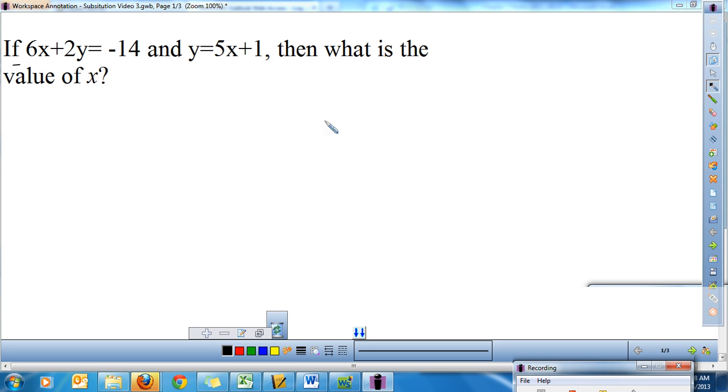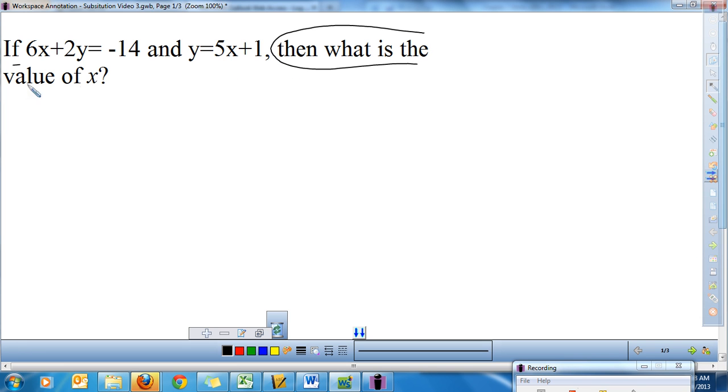The first thing that we should be doing is we should be using CUPS. So I'm going to go ahead and circle the question, then what is the value of x? This question is not asking us for the ordered pair our typical solution would be. It's asking us only for the value of x. To remind myself of that, I'm going to put at the top that x equals. This is what my answer is going to be. I'm only looking for the value of x.